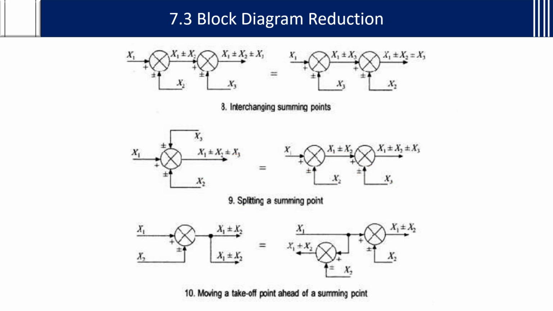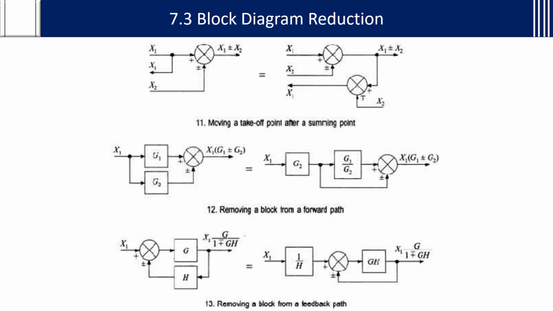Okay. Then moving the takeoff point ahead of a summing point. If you are moving this takeoff point ahead of a summing point, it is not a block that I mean, so you should add a summing point there. Then if you are moving a takeoff point after a summing point, if you are moving it to the right side, then also you should add a summing point to that signal, for which takeoff point you are moving to the right side.